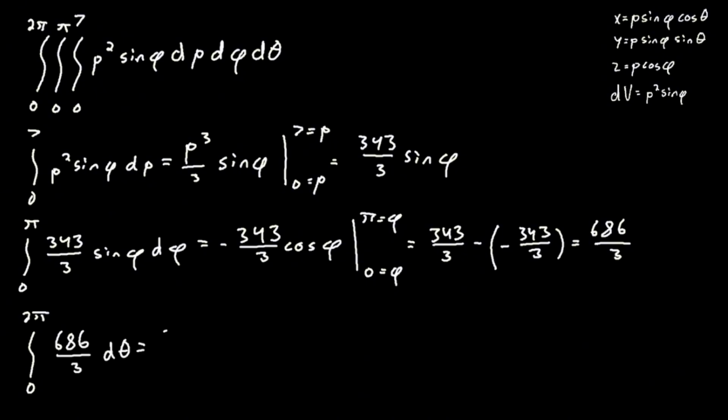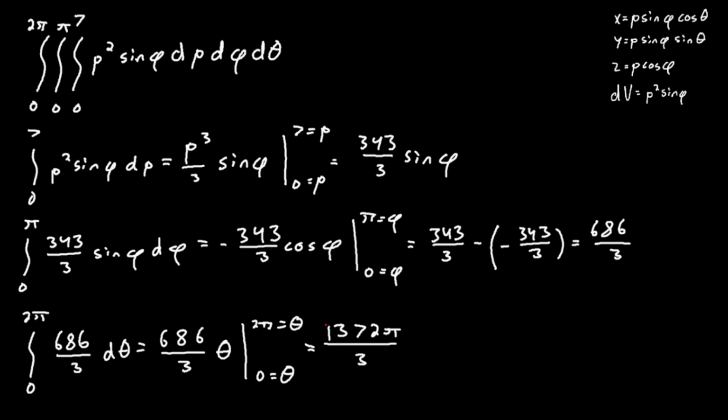d theta equals 686 over 3 theta, with 2 pi and 0 as our bounds. These bounds just represent multiplying this by 2 pi. And if you multiply this by 2 pi, you end up getting 1372 pi over 3. And if you just search up the volume of a sphere and plug in the radius of 7, this will be the answer that you get. So that's how you know the answer is right in this case, because of a special property of our integrand being 1.